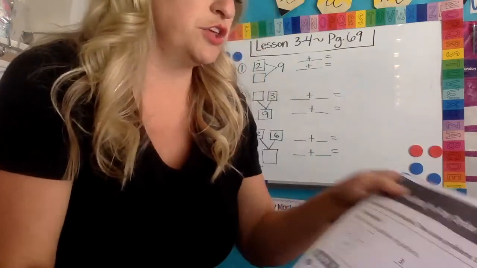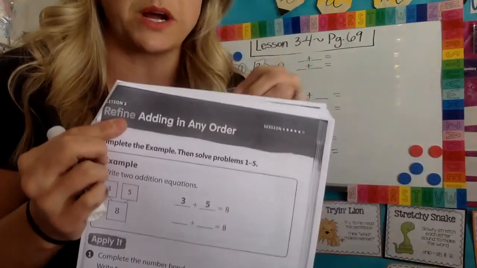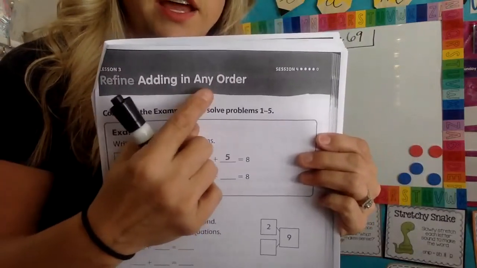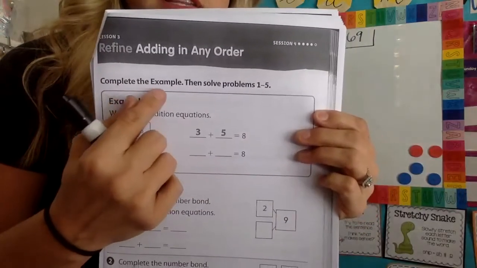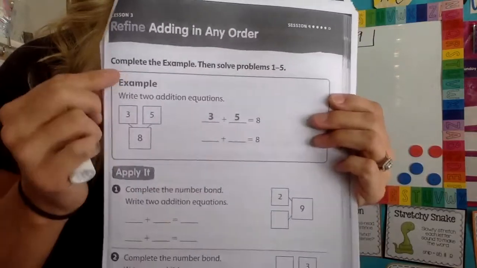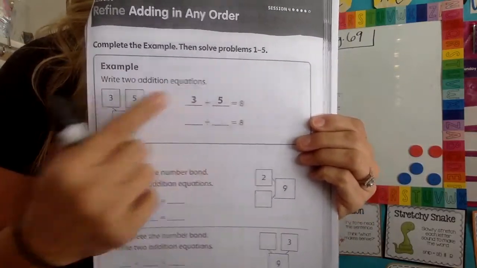And this is where you are refining. That means you're really practicing to where you truly, hopefully understand adding in any order. Complete the example, then solve problems 1 through 5. Here's your example. Write 2 addition equations.